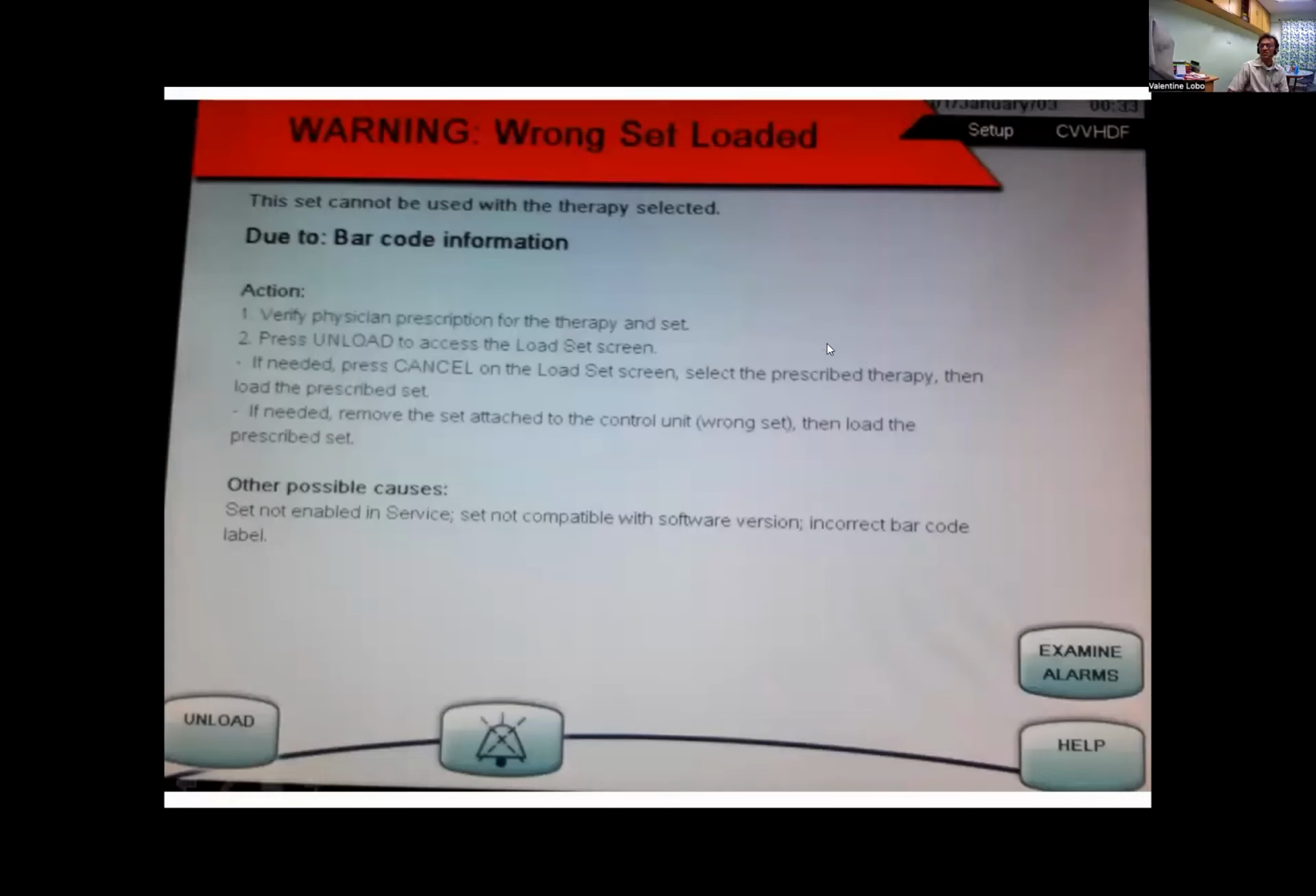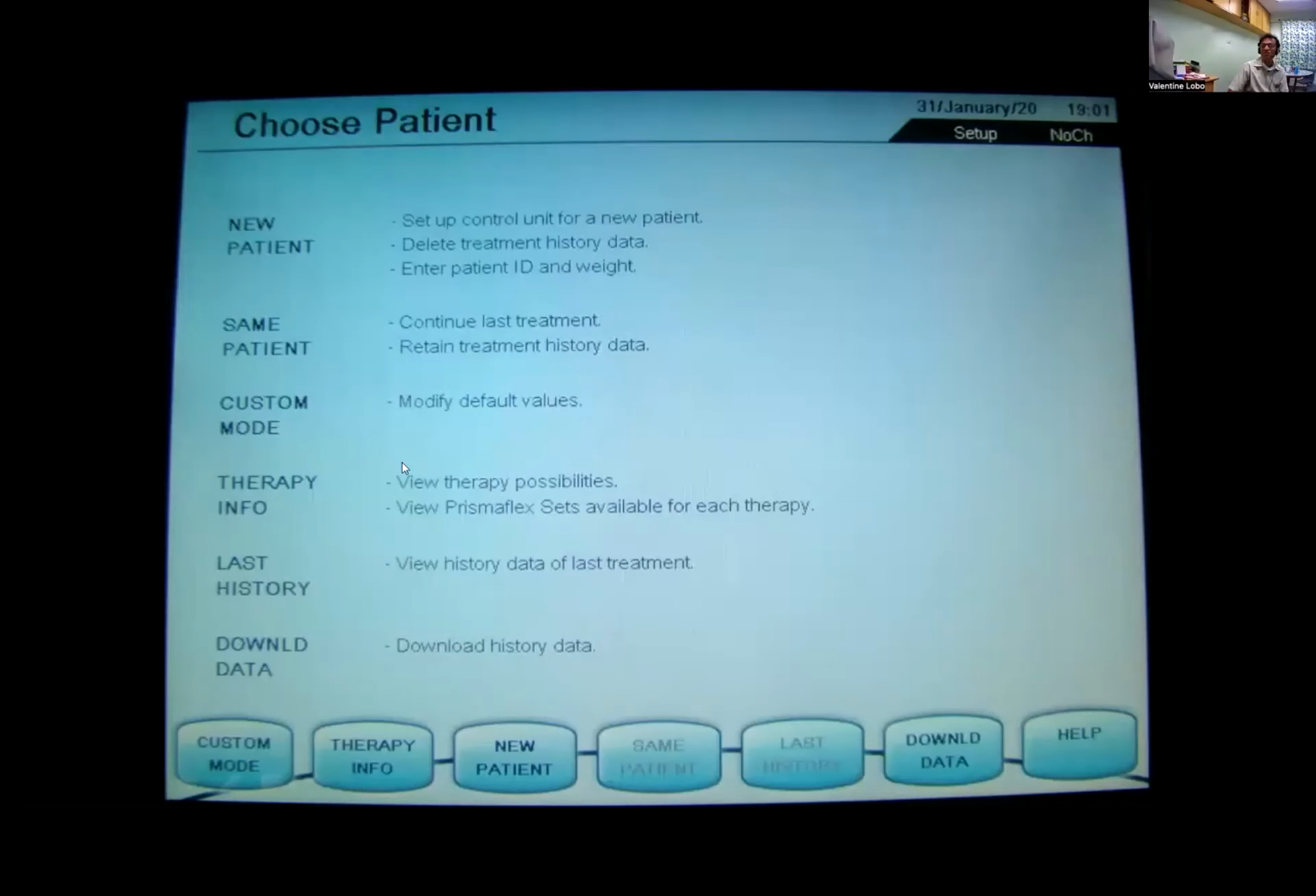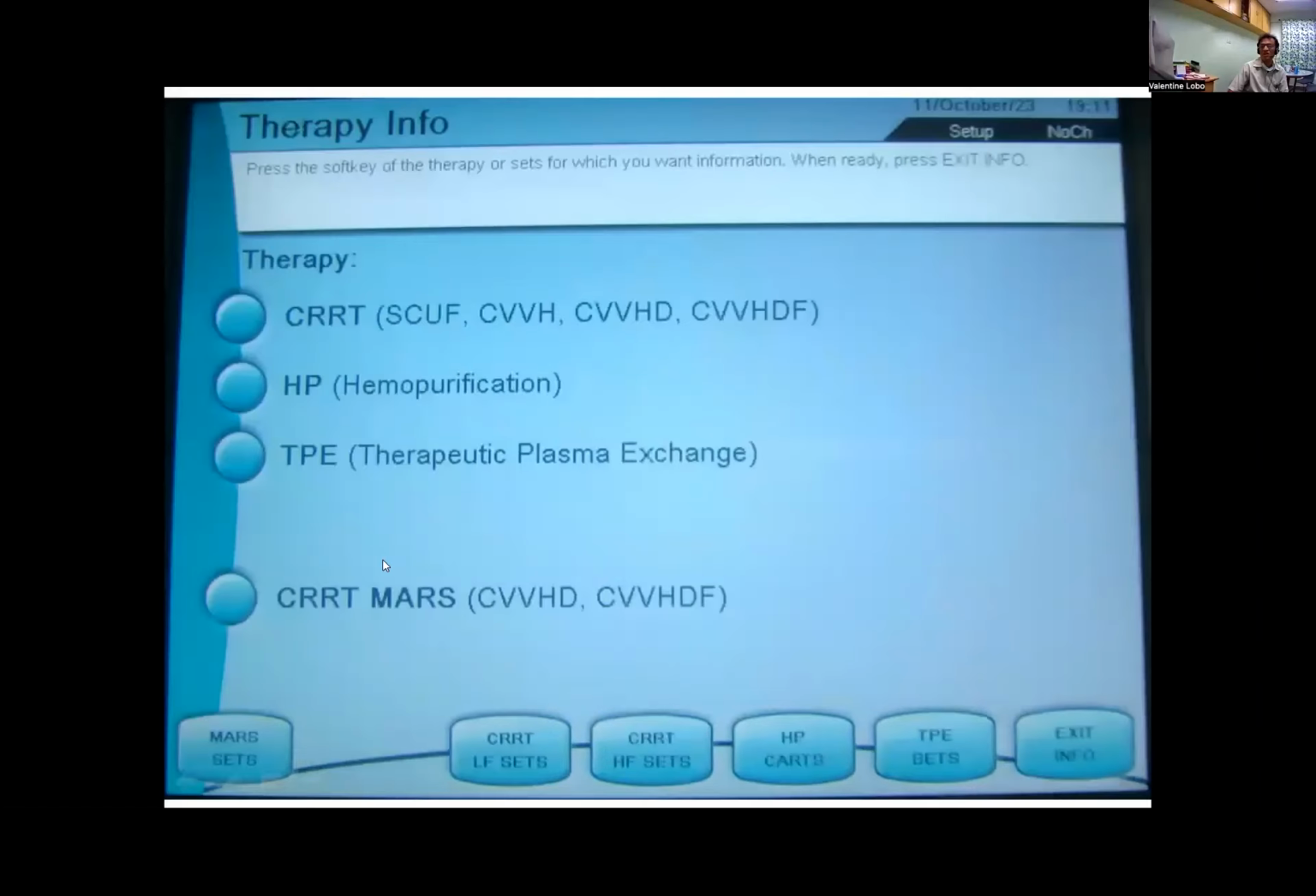This is another message, where the machine says the wrong set has been loaded. And why does this happen? When we start our treatment, we can go to the therapy info and check whether the treatment that we are choosing and the set that we are using are compatible. So here we have a choice of treatment, CRRT, and we have a choice of sets, CRRT sets, which we can use for the selected treatments.